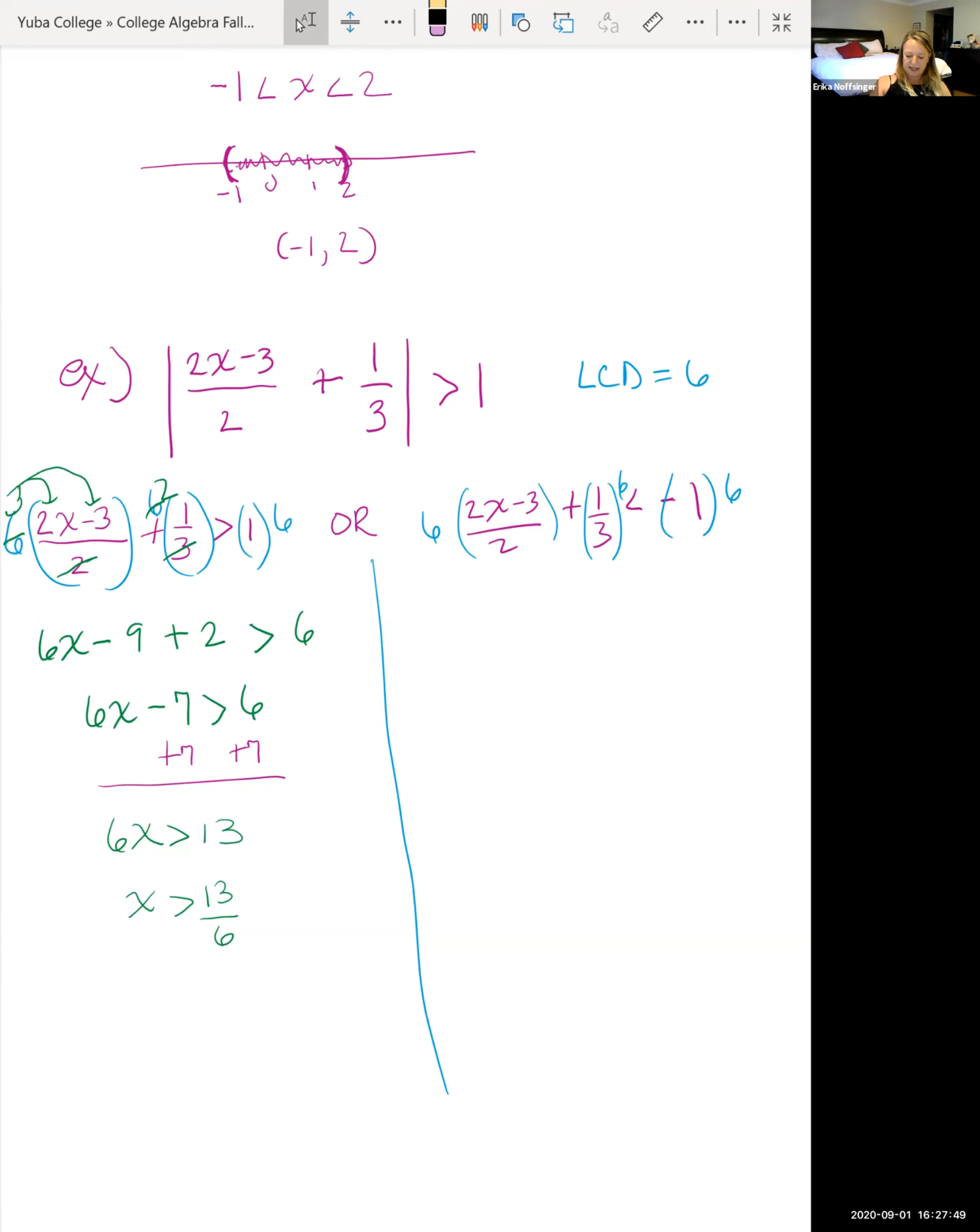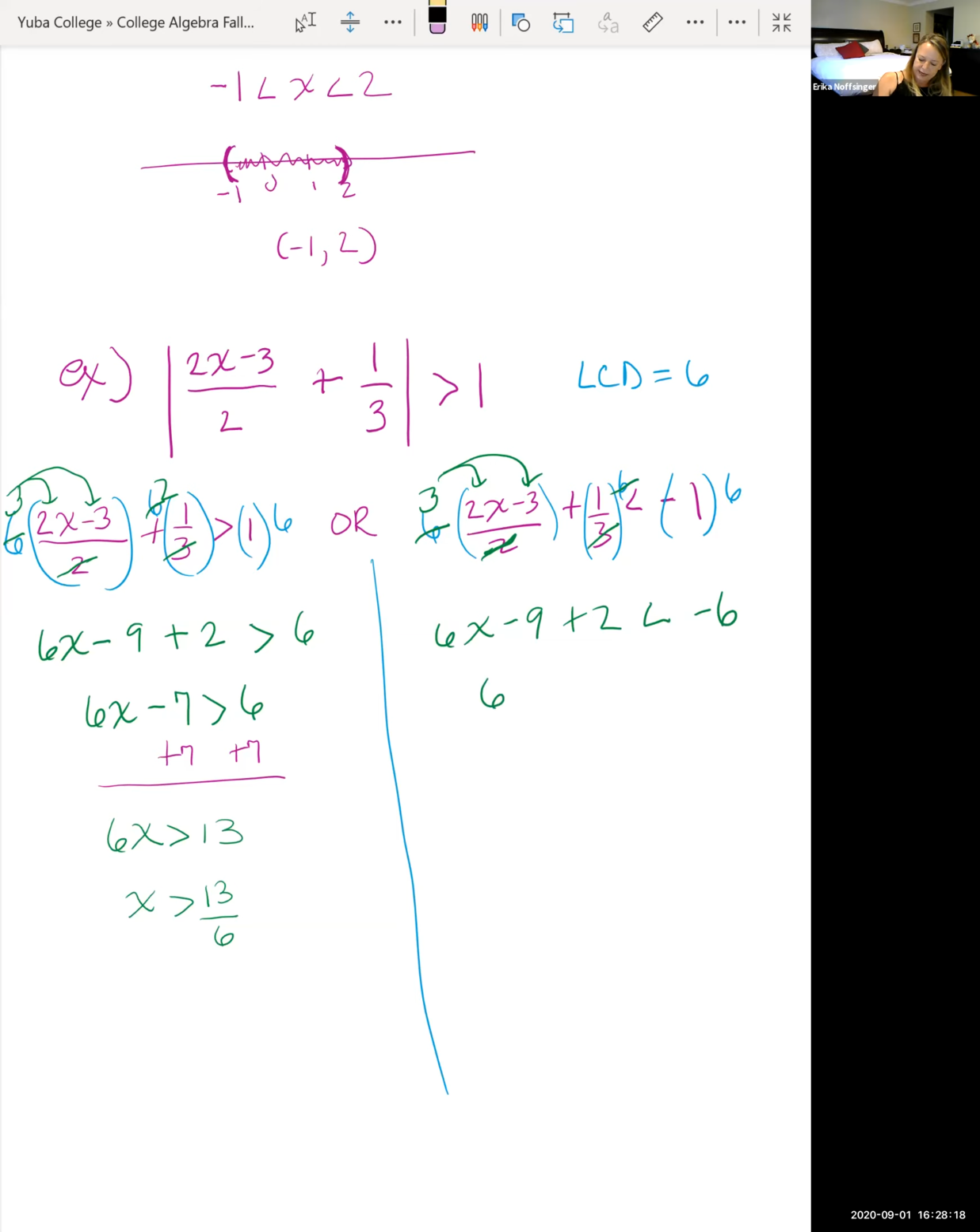So same idea, solve for x on the other inequality. We multiplied everything through by 6, the LCD, to clear the fractions. 2 goes into 6 3 times. Distribute it to the parentheses. 3 times 2x is 6x. 3 times negative 3 is negative 9. 3 goes into 6 twice, so plus 2. But now this is less than negative 1 times 6, so negative 6.